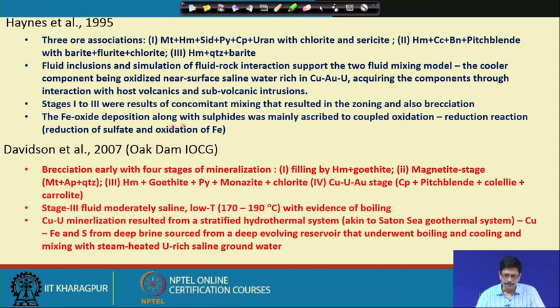And stages 1 to 3 were the results of concomitant mixing that resulted in the zoning and also the brecciation. They ascribed the brecciation also to concomitant fluid mixing and boiling phenomena, although how this brecciation could have been brought about remains a conjectural issue. But according to Heinz et al. 1995, this was more of a concomitant mixing and zoning, in the way the zoning in the different mineralized sulphide associations has been shown. Now, later on Davidson et al.